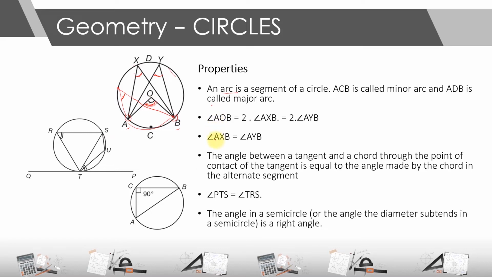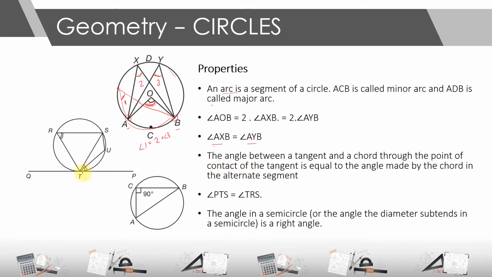The next property is that the angle made on the circumference is always going to be the same. So the angle at this point, or angle at X, or angle at Y, all of these angles are the same, and these are half of the angle made at the center. The next property is related to a tangent and a chord.